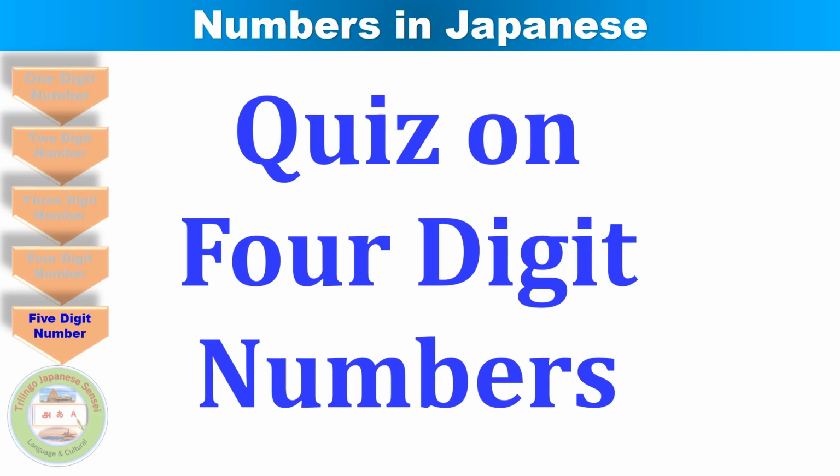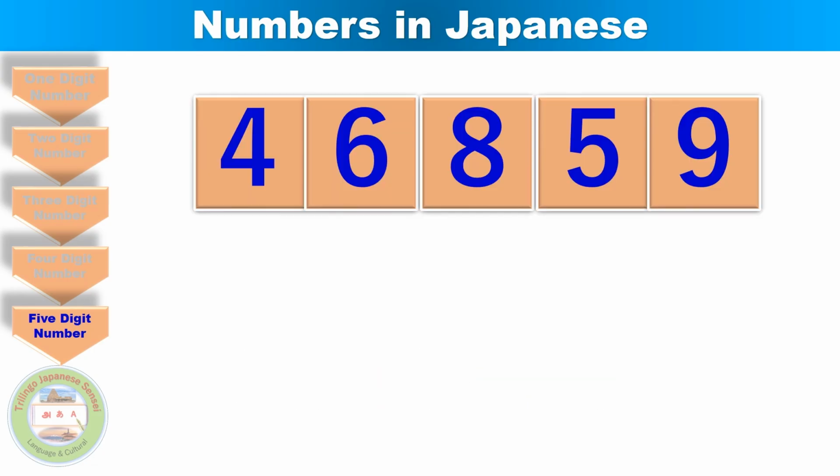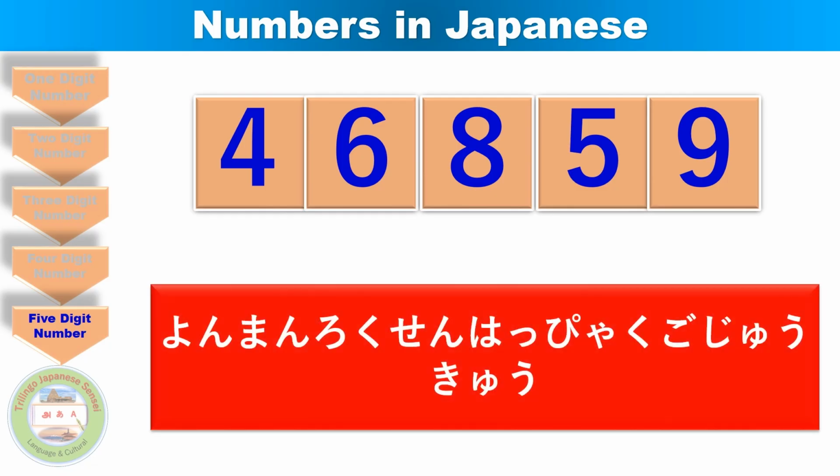Now it is quiz time with 5-digit numbers. 46,859. In Japanese, it cannot be pronounced as yonju rokusen happyaku gojukyu, because we have to start pronouncing from 10,000, 1,000, 100, tens and ones. So 40,000 means yonman, 6,000 means rokusen, 800 happyaku, 50 goju, 9 kyu. So altogether, 46,859.